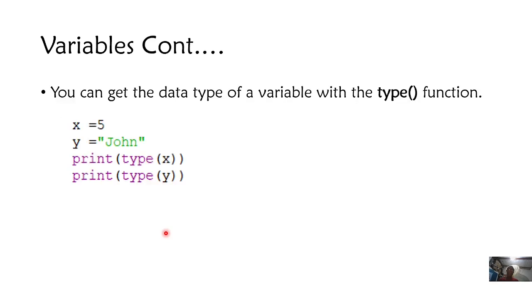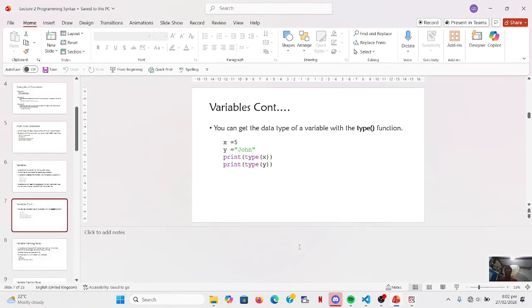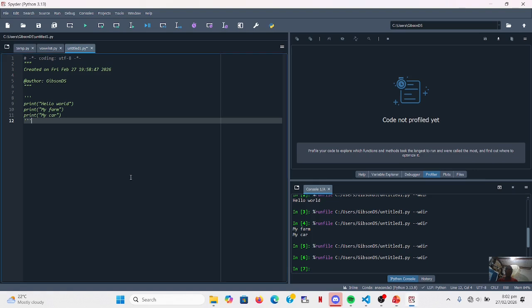We can also find out the type of the value that you have assigned to a particular variable. For instance, if you type print type x, it gives us the result that this is an int type. For this one, it will tell us that it is a string, which usually shows as str. Let me give you an example of that.